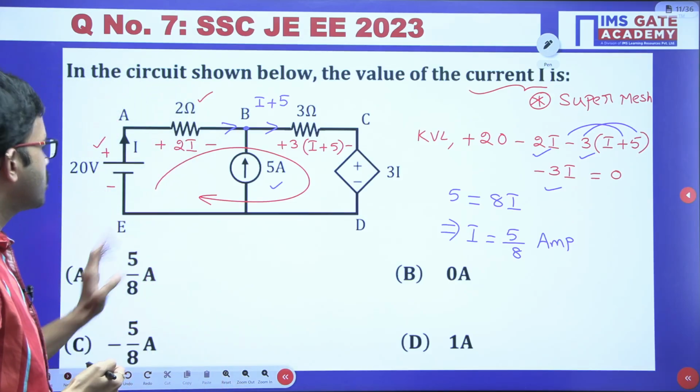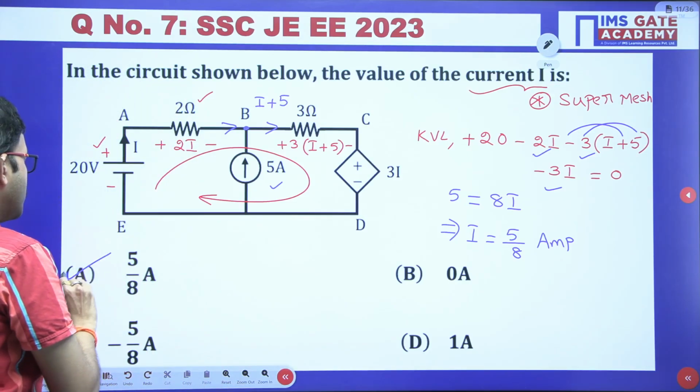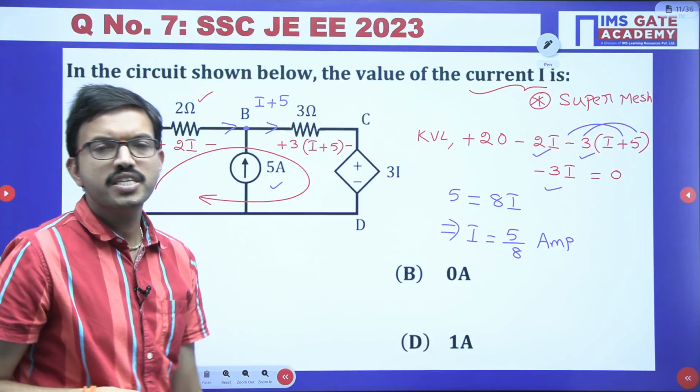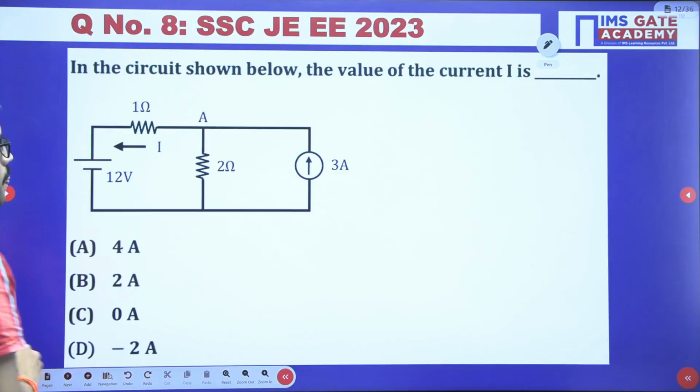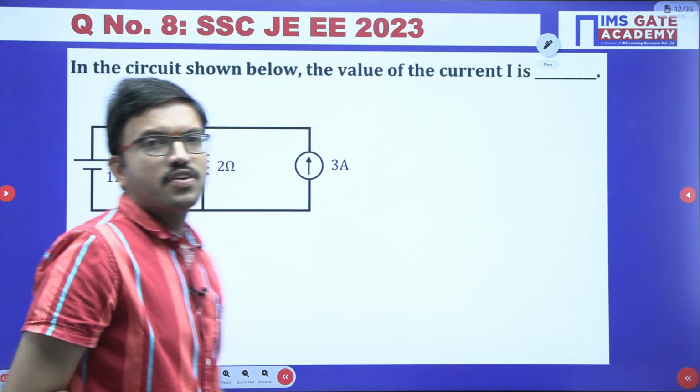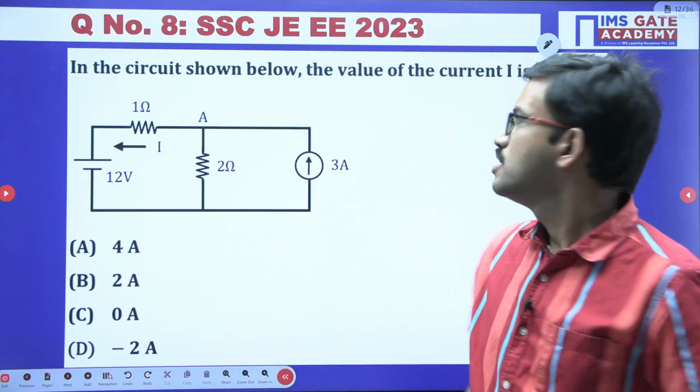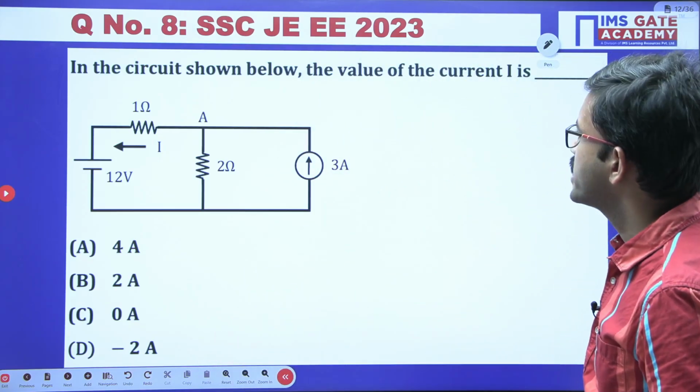In this question we have to calculate the current. Yes, we have it in option A. Option A is the correct one. Okay, all of you give a try for the next question. In this question also we have to calculate the current value I.